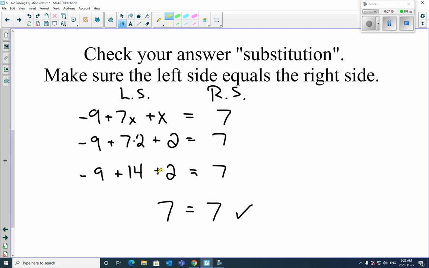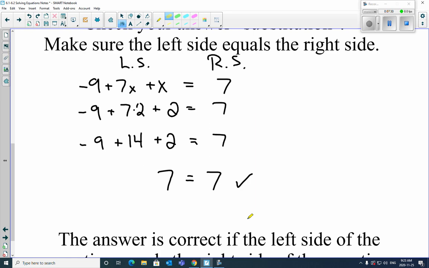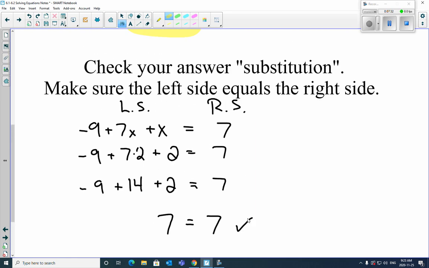And then remember, BEDMAS comes into play, right? We do our multiplication first. So negative 9 plus 14 plus 2 equals 7. And we do all the math here. Negative 9 plus 14 plus 2 is 7. Right? And then 7 equals 7. So we know we did it correctly because the left side equals the right side.